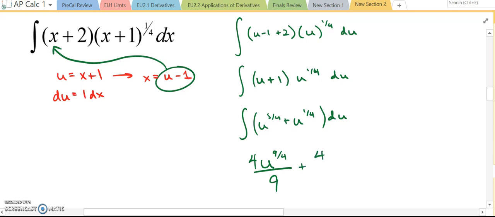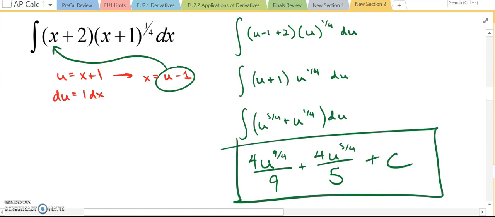plus 4u to the 5/4 over 5. And you're done. Yay! Psych. Plus c. If you forget the plus c, you're wrong. Remember, this is an indefinite integral, which means that we have to have that plus c to hold that spot. We don't actually know what function we were given to start this process. We have to account for all the possibilities, all the possible constants that are added, all the c's.